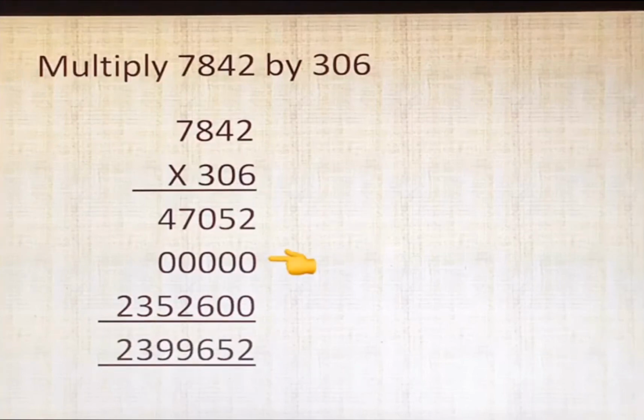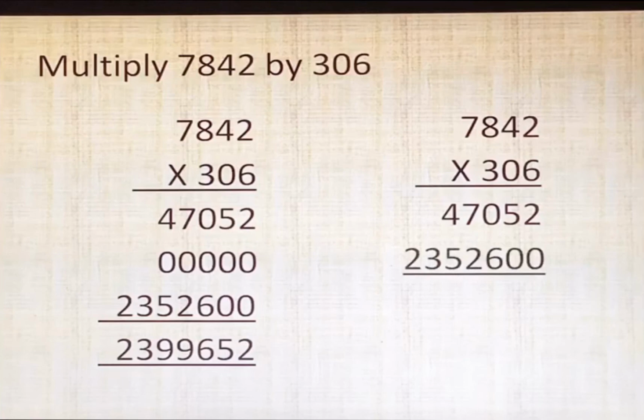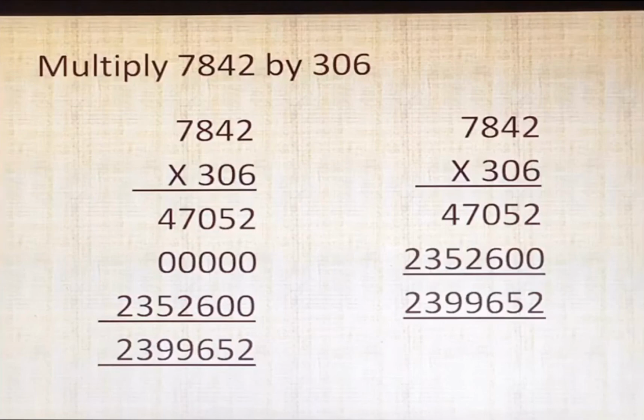Here we can see that the multiplication by 0 does not have any effect on the answer. So we can do it the other way. 7842 into 306, so we will get 47052. We can skip the multiplication with 0 and will directly write down 2352600 and the answer will be the same in both the cases. Now I hope you have understood the properties of multiplication.